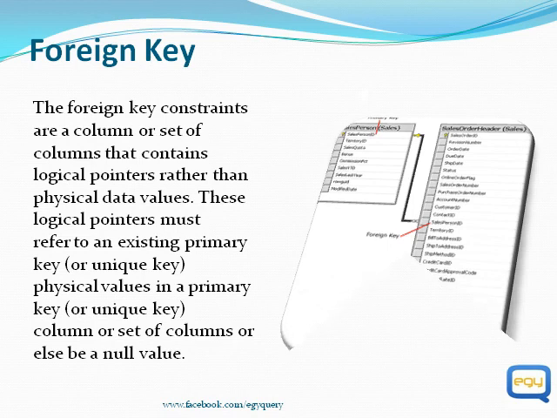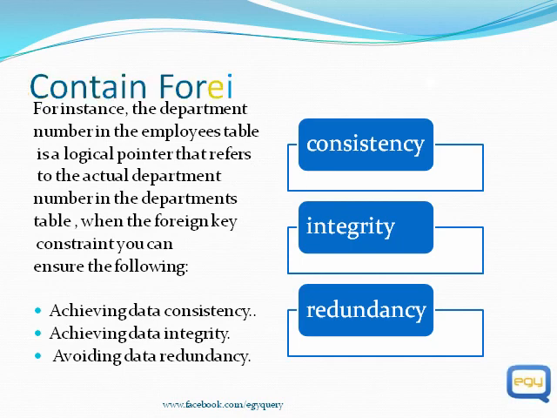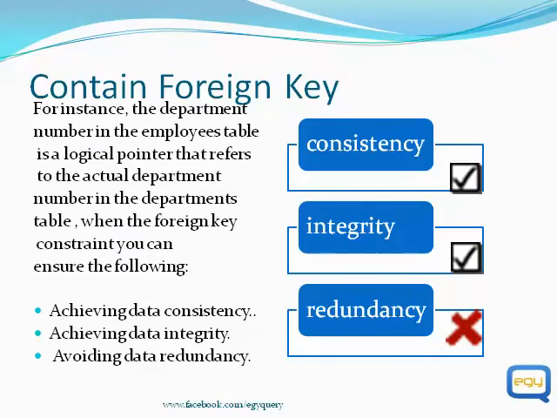Foreign key. The foreign key constraint is a column or set of columns that contains logical pointers rather than physical data values. These logical pointers must refer to an existing primary key or unique key, physical values in a primary key or unique key column or set of columns, or else be a null value. For instance, the department number in the employees table is a logical pointer that refers to the actual department number in the departments table.